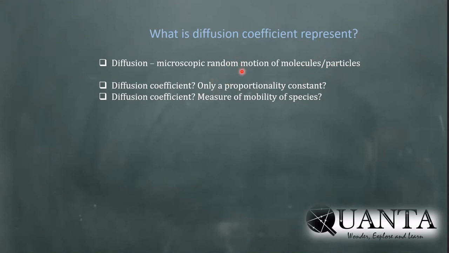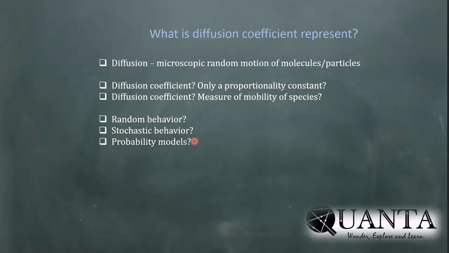The random behavior is shown by other entities as well, like a stock price. What do we do in that case? We take out the random motion as the key ingredient of the diffusion coefficient, and we understand that the random behavior, also called stochastic behavior, which we can model using probability models, is actually going to be the true representation of the diffusion coefficient.